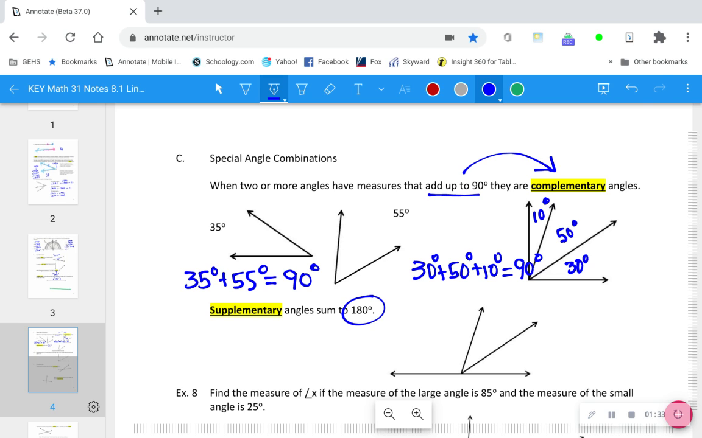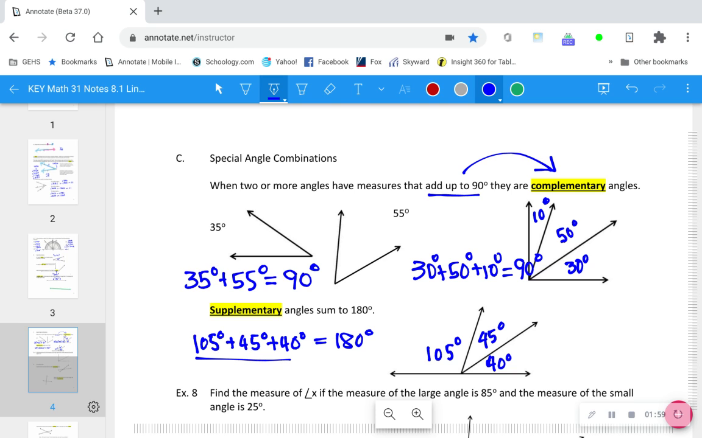Supplementary means they add up to 180. Okay, so if this, for instance, is 40 degrees, and this is 45 degrees, and this is 105 degrees, well, if you take 105 plus 45 plus 40, then all those angles add up to a straight line worth of degrees, 180 degrees. So these are supplementary.